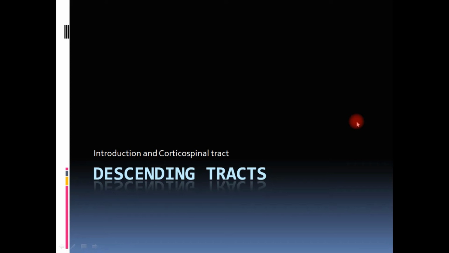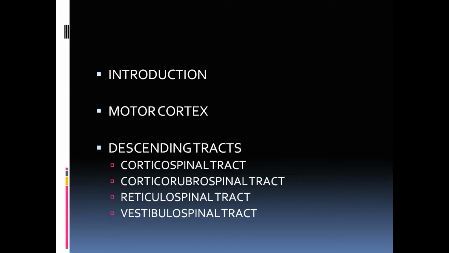Hello everyone, welcome back. In this video, we are going to learn about the general introduction of motor system and the descending tracts. We'll cover this topic under introduction, motor cortex, descending tracts which comprises of corticospinal tract, cortico-rubrospinal tract, reticulospinal tract and vestibulospinal tract.